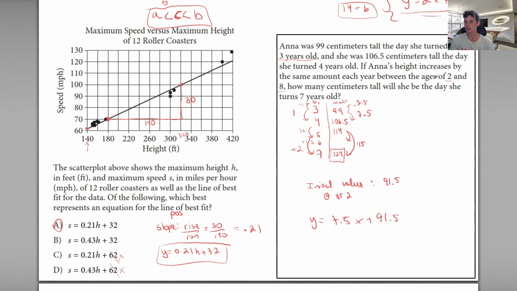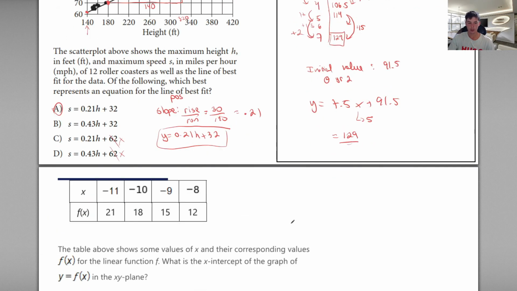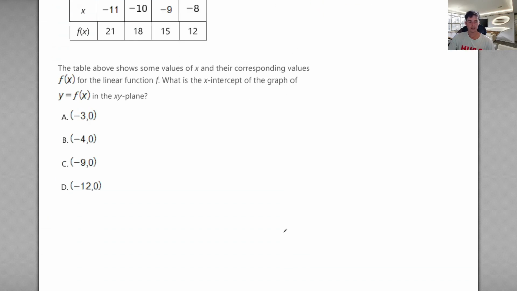Okay, so then we can test it at age 7. If age 2 is marked 0, so that's age 1, 2, 3, 4, 5. So actually that's when x equals 5. Okay, so 7.5 times 5 plus 91.5 gives us 129, the same thing. All right, 2 last ones.